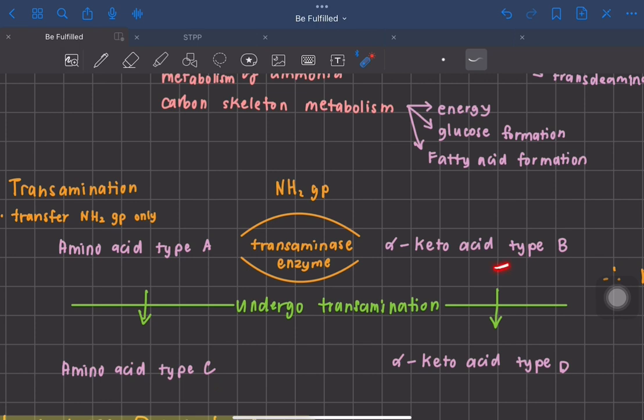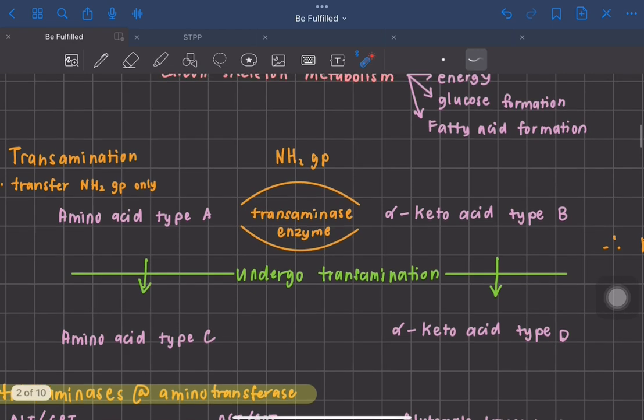And then dekat alpha keto acid ni juga, after the transfer of NH2 group, alpha keto acid type B will turn into alpha keto acid type D. This is just for your visualization. Okay, so menggunakan transaminase enzyme, transfer NH2 group, then after it undergoes transamination, amino acid will become another type, alpha keto acid will also become another type.